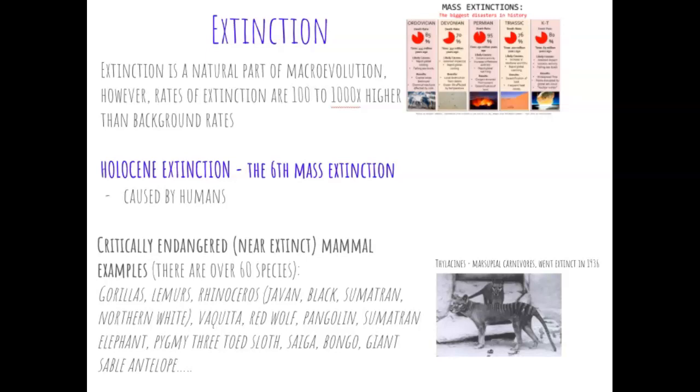And that means that your children or grandchildren will only know about these species through reading about them. They'll never be able to see any of these individuals in real life. And so this would be something like, for us, marsupial carnivores that went extinct in 1936. So these are no longer on the planet, and we can only learn about them from historical counts.